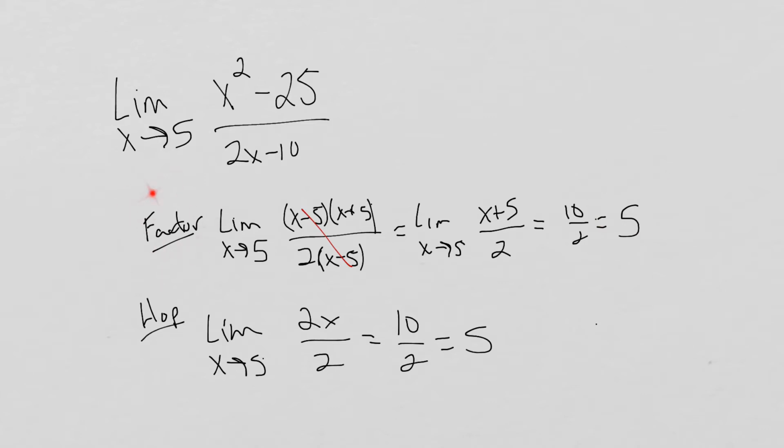One way would be to factor. That's how you learned in pre-calculus. This is a difference of two squares. You can factor a 2 out. I cancel my x minus 5s. That leaves me with this guy, x plus 5 over 2. And then I can plug 5 into that. 5 here gives me 10 over 2, gives me 5.